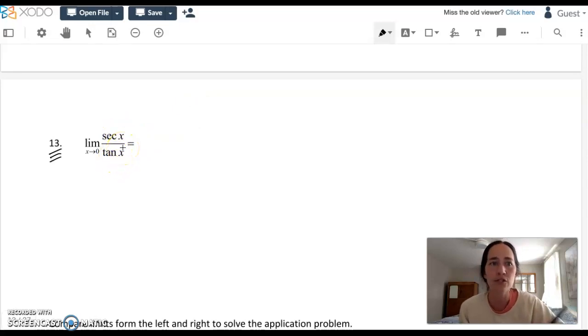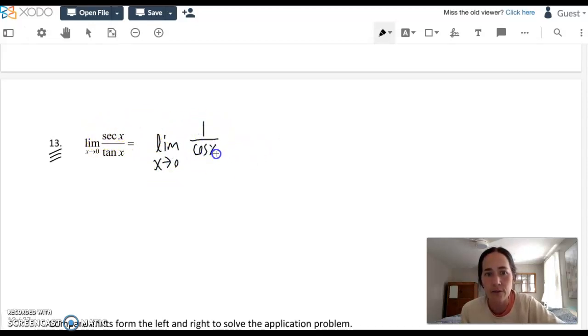Get the whole expression in terms of sines and cosines. So that's a good step 1. Let's do limit as x approaches 0. What do we know? Secant, we can write what? 1 over cosine of x, divided by tangent of x, and we know tangent is sine over cosine. So dividing by tangent, sine over cosine, is just like multiplying by its reciprocal.